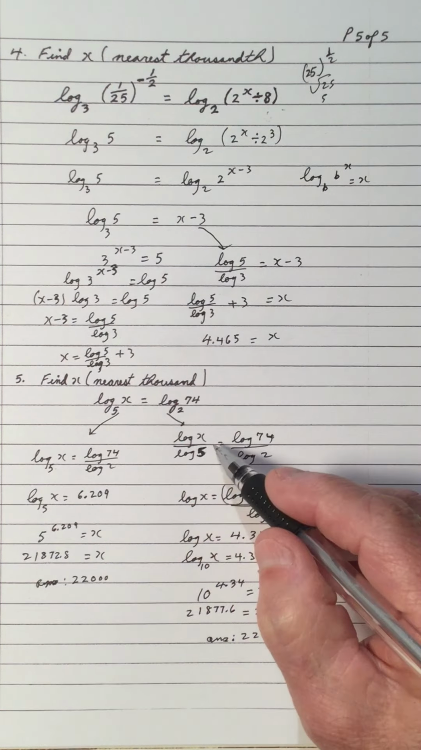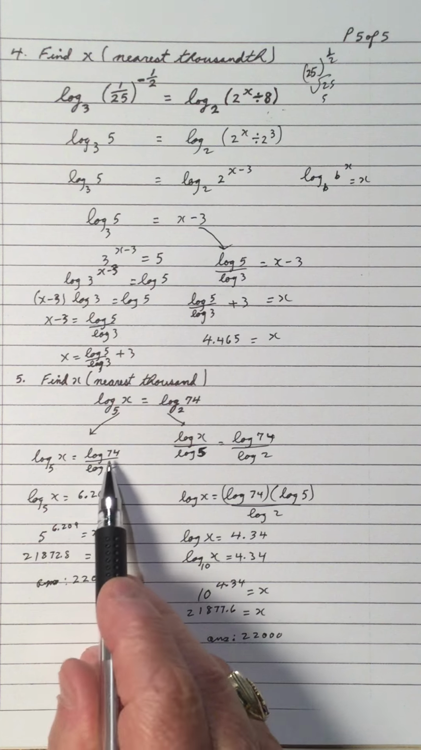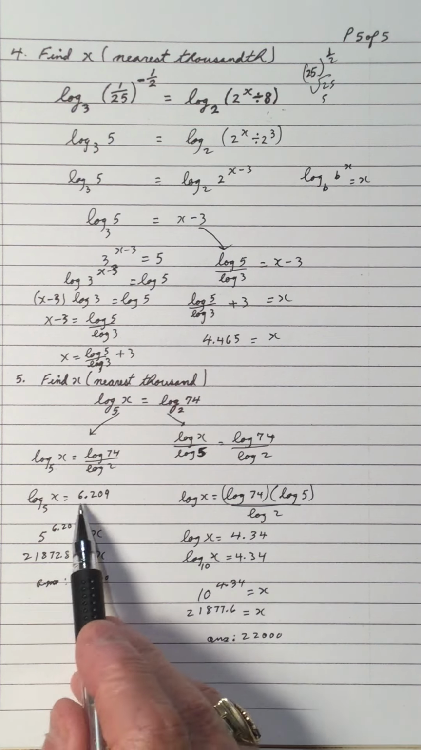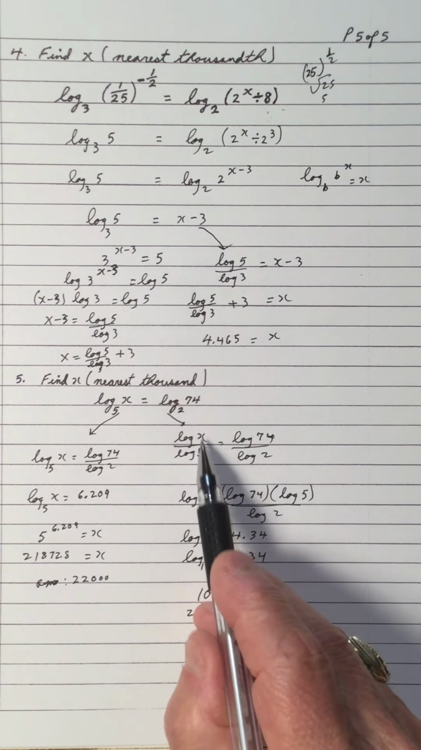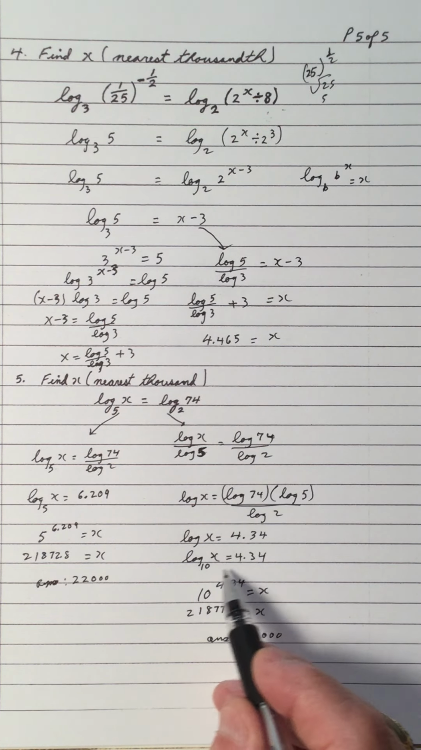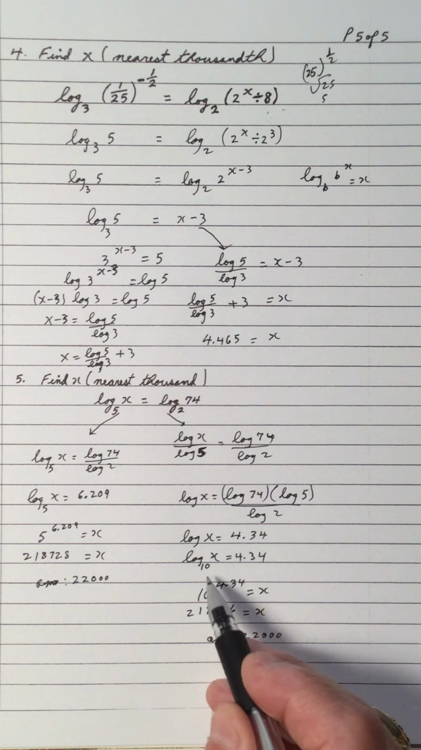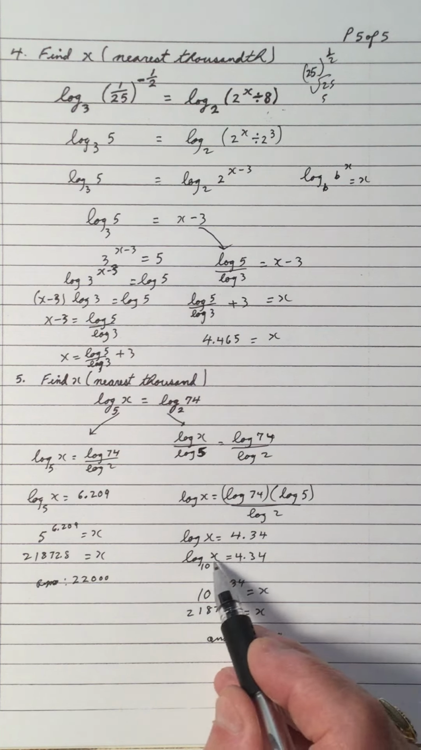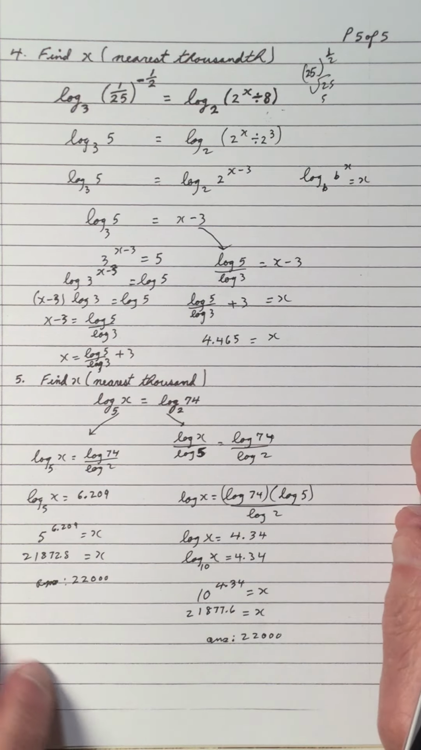So there's two options to do this one. You can write this one out and work it this way, or you can work both of them out as a fraction, cross multiply, and then put this to the base 10, raise it to the exponent, and 10 to this exponent gives you x. You've got two ways to do it.